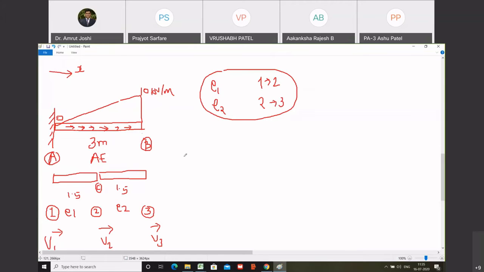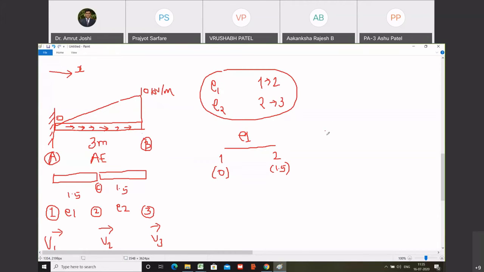Now pay attention here. We will now consider the first element. What is its first node? What is the coordinate of its first node? X coordinate is 0. Do you agree with me? Yes. This is element number 1. Its first node X coordinate is 0. Chalo. What is the coordinate at the second node? 1.5. Do you agree with me? These are the coordinates. Yes, sir.